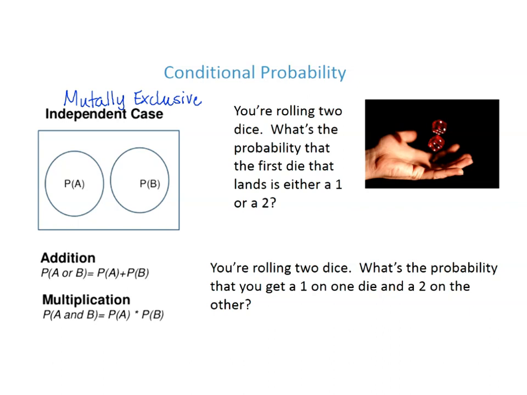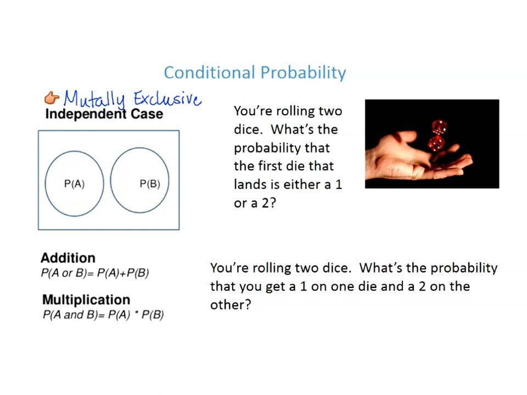So for example, your probability of flipping heads or flipping tails, you can't flip a coin and get heads and tails at the same time. So those would be mutually exclusive events. The probability that a verdict is going to come back guilty or not guilty. The verdict can't come back as both, so they're mutually exclusive. They can't both happen at the same time.